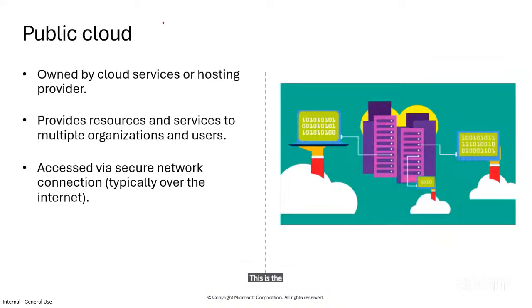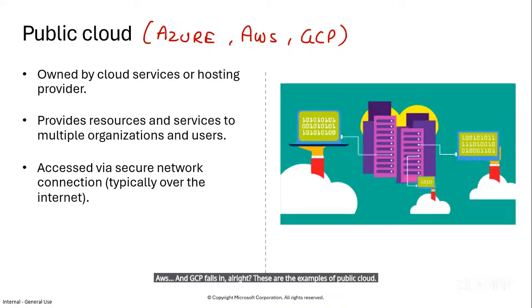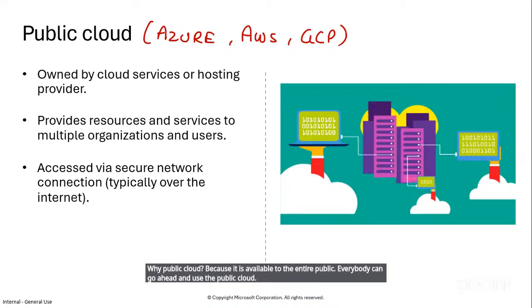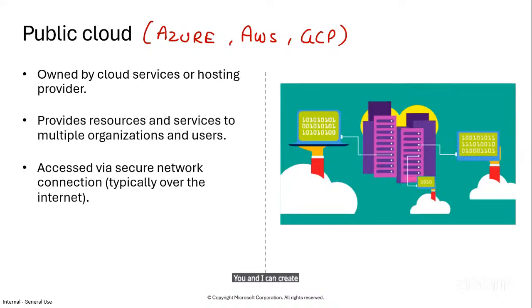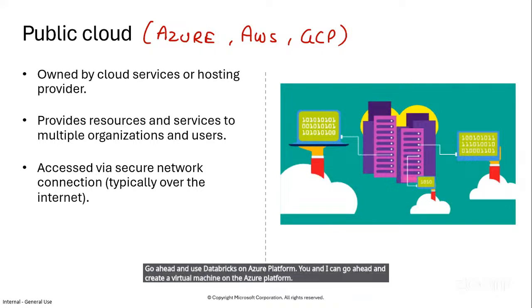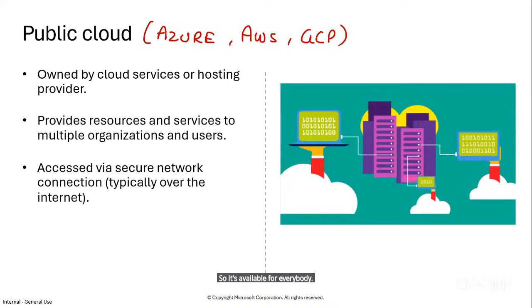Second is the public cloud. This is the category where your Azure, AWS, and GCP fall in. All right. These are the examples of public cloud. Why public cloud? Because it is available to the entire public. Everybody can go ahead and use the public cloud. You and I can create a storage account. You and I can go ahead and use Databricks on the Azure platform. You and I can go ahead and create a virtual machine on the Azure platform. So it's available for everybody. All right. General public can go and create resources.